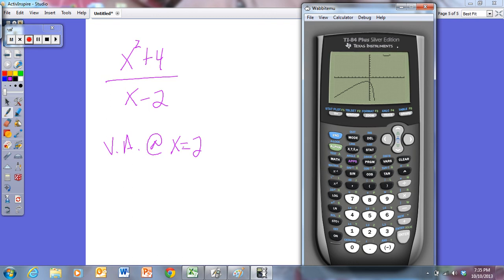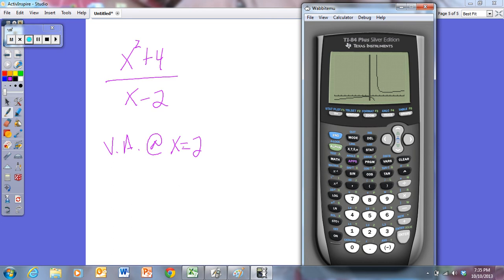So I want to see this part of the graph, which means I'm going to increase my y max so I can see more up here. So instead of y max being 10, I'm going to make it 100. Now you can see the vertical asymptote at x equals 2. Okay, so that's how you find horizontal and vertical asymptotes.